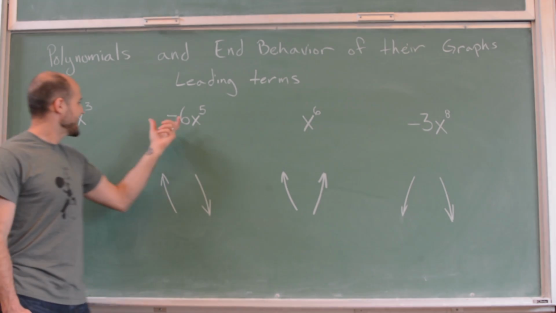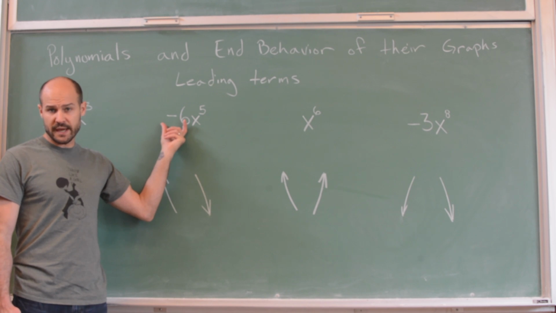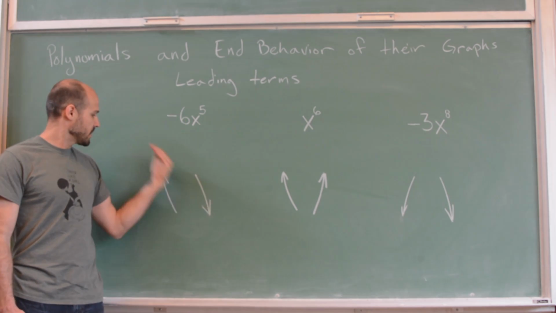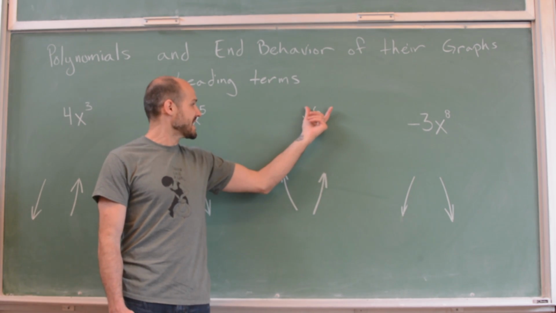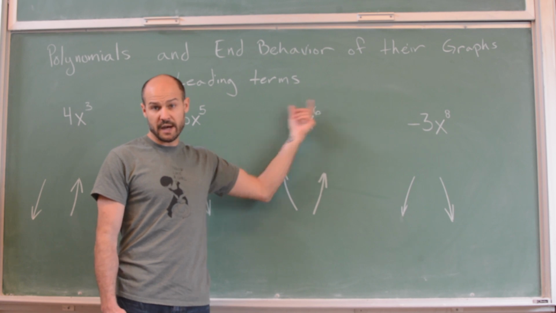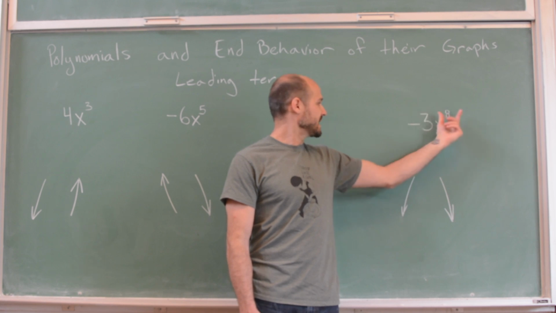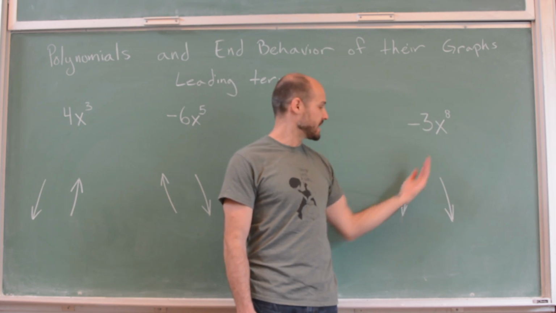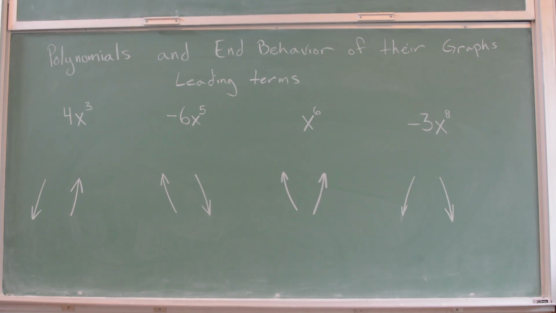Next example, negative, odd. The exponent is odd, the coefficient is negative. That means we're going to start up and go down. Positive, even. That means we're going up and up. Negative, even. That means we're going down and down. Again, these are the only 4 possible results for end behavior of the graph of a polynomial.